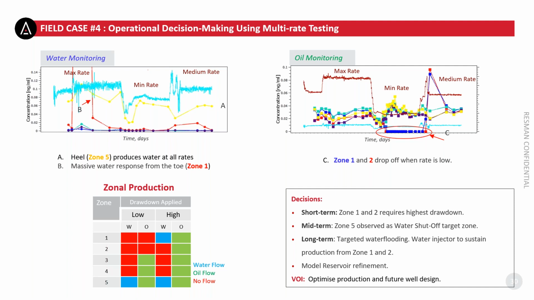So the oil production could potentially be sustained by a water injector to target zones 1 and 2 for increasing the oil production, and this water injector should not preferentially target zone 5, as most of the water occurs in this zone.